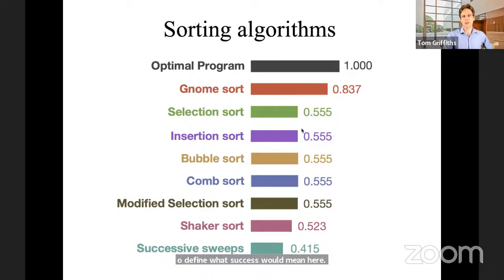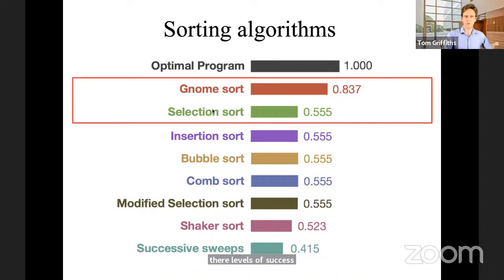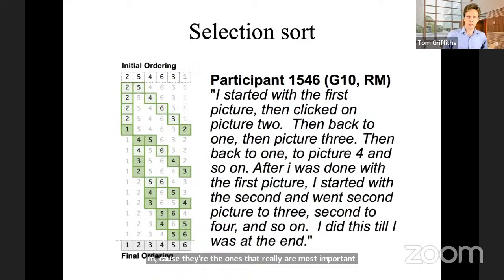But there's a variety of different kinds of algorithms people come up with, and those algorithms differ in their levels of success. So I'm going to focus on 2 of these algorithms, gnome sort and selection sort, and tell you a little bit about them, because they're the ones that really are most important in understanding our results. So the first of these, selection sort, is a pretty intuitive procedure. Here's a description that's generated by one of our participants.